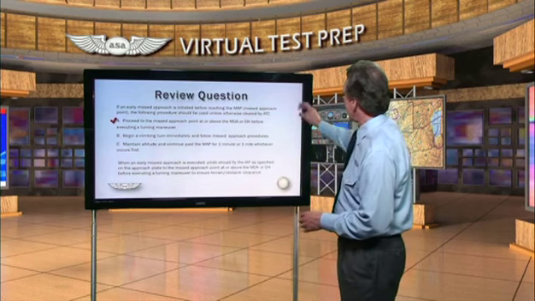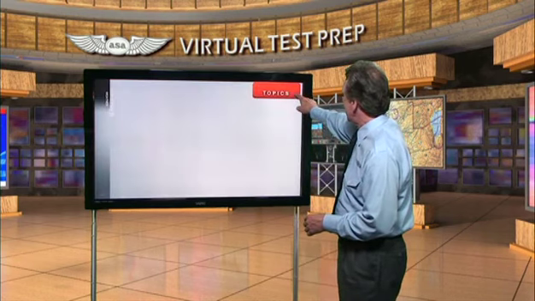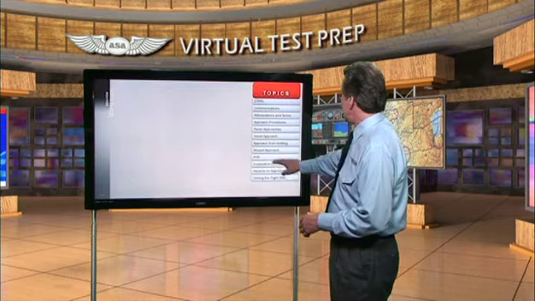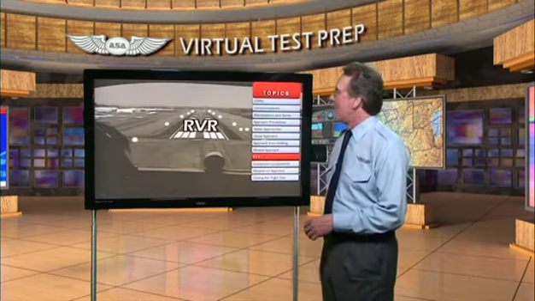Okay, let's tackle yet another topic. Moving to RVR and back to your classroom. The next subject is runway visual range. Now here's another one of these abbreviations learned earlier. It's RVR for runway visual range.